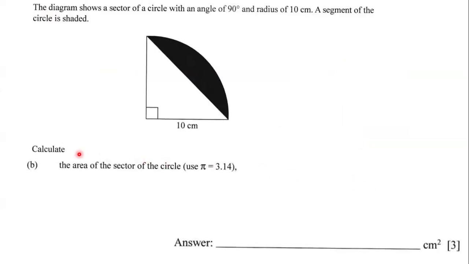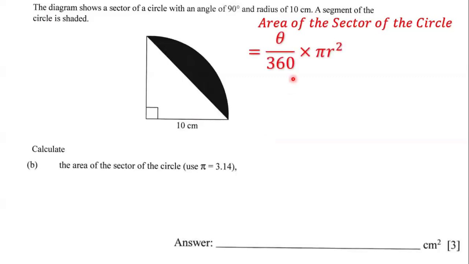Next, the question asks us to calculate the area of the sector of the circle, and they want us to use pi as 3.14. Now the formula for the area of the sector of the circle is going to be theta over 360 multiplied by pi r squared, where theta is the given angle. And so here, theta is 90 degrees because the angle that we are given is 90 degrees. So 90 degrees divided by 360 multiplied by pi. Pi is 3.14. And we have the radius squared. The radius is 10 centimeters. So the radius, which is 10 centimeters, squared.